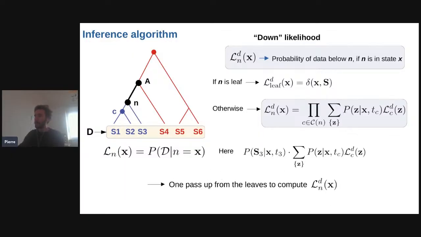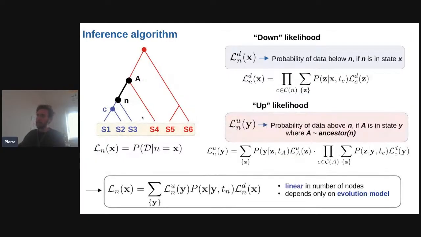And so this is done, computed. So assuming you can compute this kind of sums, then in time linear in the number of nodes, you can compute this down likelihood, and you can take into account these blue leaves. And then you can do the same thing.